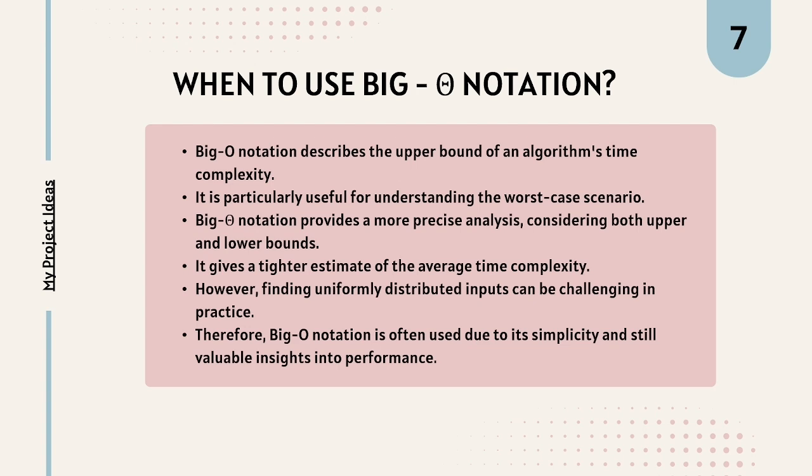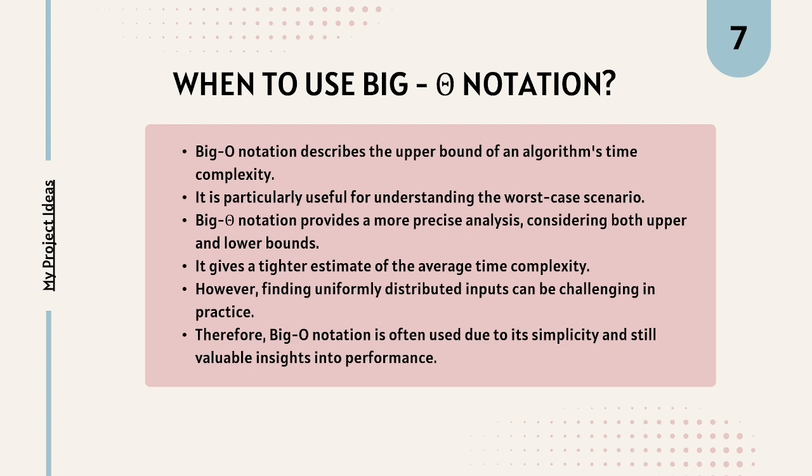Big theta notation provides a more precise analysis because it considers both the upper and lower bounds. It gives a tighter estimate of the average time complexity. So theta notation is used where you need a more precise analysis. However, finding uniformly distributed inputs can be challenging in practice, because in average time complexity we basically divide our input into equal sizes, and that is difficult to find.